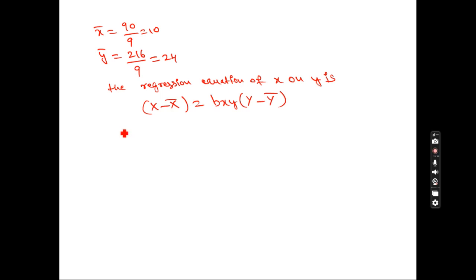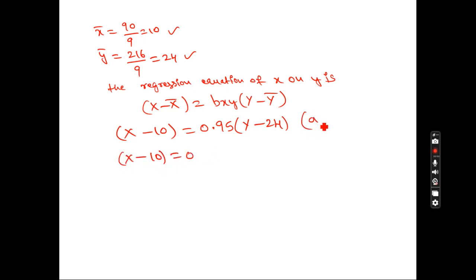X minus X bar, which is 10, equals BXY, which we just calculated as 0.95, times Y minus Y bar, which is 24. So here this is 10 and this is 24 that I replaced here. So x minus 10 equals, keep this in the bracket.